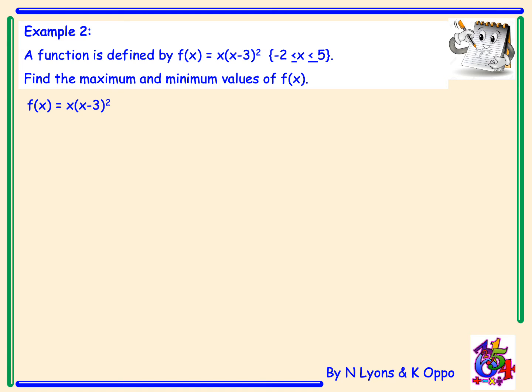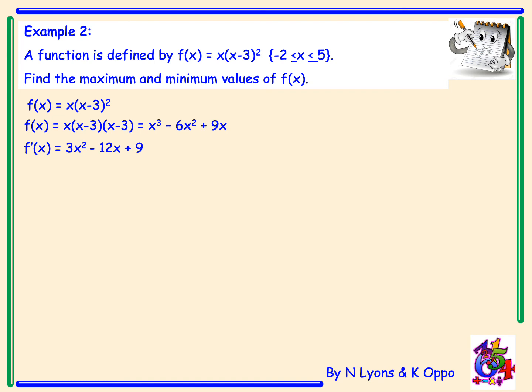Now if I want to find the stationary points, I'm going to have to differentiate. Before I can do that, I'm going to have to prepare to differentiate. So f of x equals x times (x minus 3)(x minus 3). Take the time to multiply out the brackets, and you should get x cubed minus 6x squared plus 9x. So double check that for yourself. Now I can differentiate. The derivative f dash x equals 3x squared minus 12x plus 9.